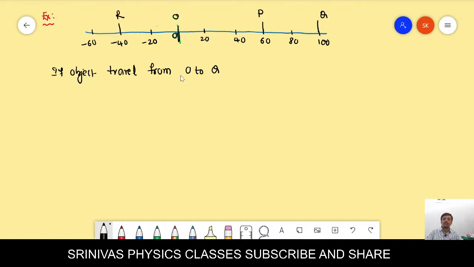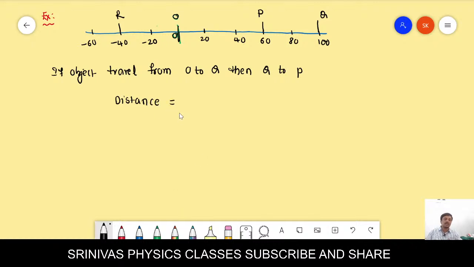Okay, an object travels from O to Q, and then Q to P. The question is: what is the distance and what is the displacement? This is our question. In this case, what is the distance?